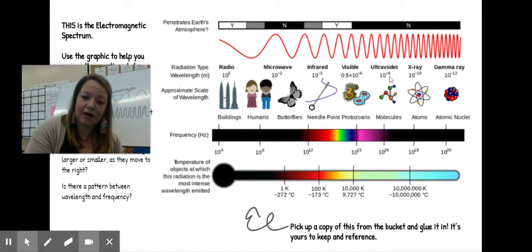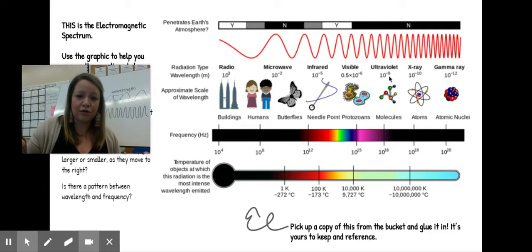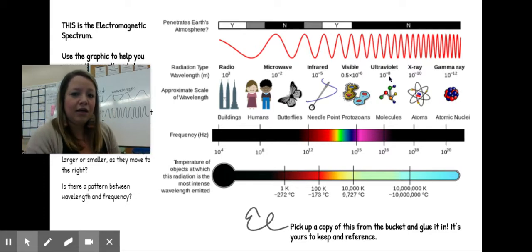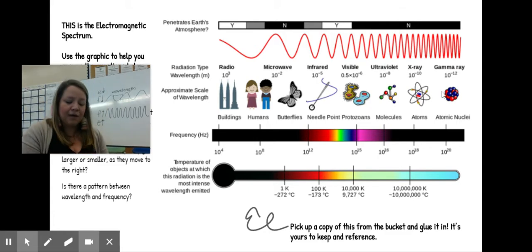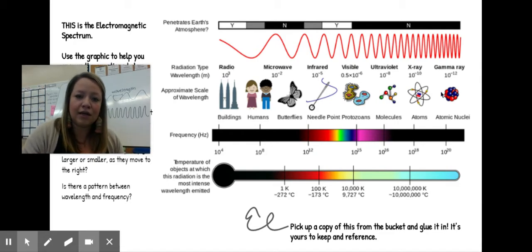Then UV rays, which of course if you get too much UV radiation, you get sunburn. If you get way too much UV radiation, it can cause cancer. X-rays can see through things, but they can't see through bones, so that's why your doctor uses them. And then gamma radiation. Gamma rays are used in cancer treatments, MRIs, CAT scans. I believe somewhere in between here is where you would use those kinds of radiation.